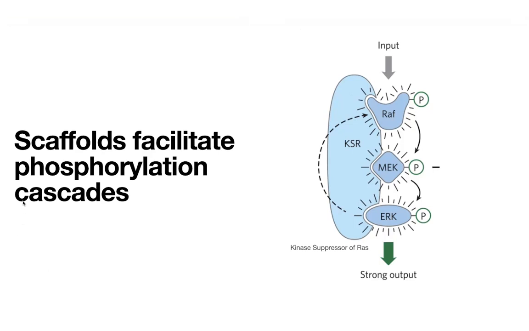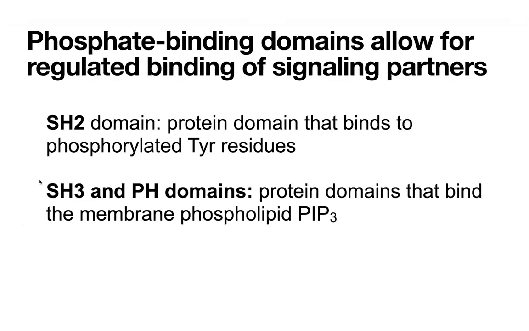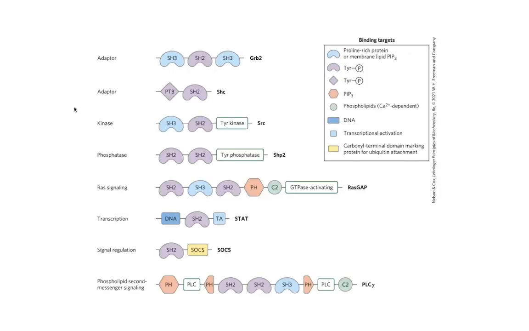How do these things all bind together? A lot of it is going to be mediated by binding to phosphorylation sites. So there are a couple of main phosphate binding domains. One is this SH2 domain, which is a protein domain that binds to phosphorylated tyrosine residues. We also have SH3 and PH domains, which are protein domains that bind the membrane phospholipid PIP3. So we have phosphorylation mediated ways in which we could bind to membranes and in which we could bind to phosphorylated proteins. And what you see a lot is that different types of proteins are going to have different combinations of these SH2 and SH3 domains, as well as a lot of other domains.